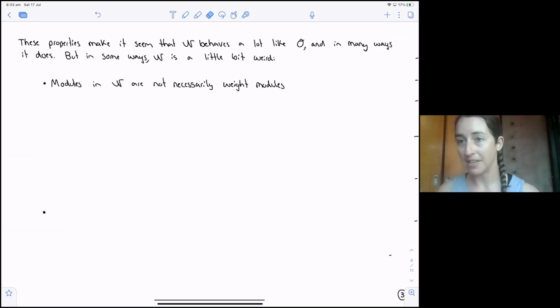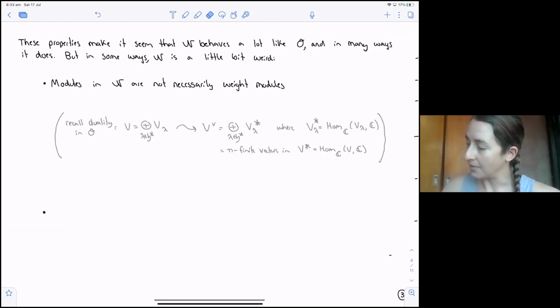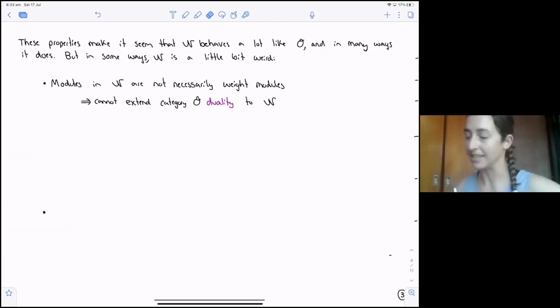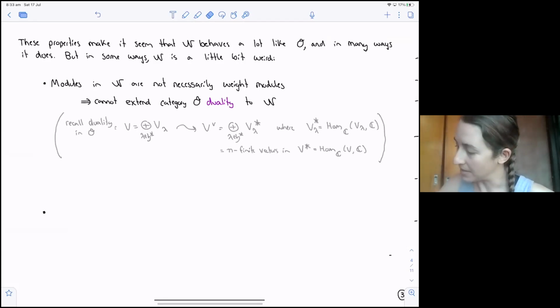So one great property of category O is that every module decomposes into a direct sum of finite dimensional weight spaces. And these finite dimensional weight spaces are really useful in essentially everything we do with category O. And this doesn't happen in category N. So the modules are not semi-simple for the action of H. And so in particular, what this means is that we can't extend the notion of duality we have in category O to category N, because here's a brief reminder of how duality works in category O.